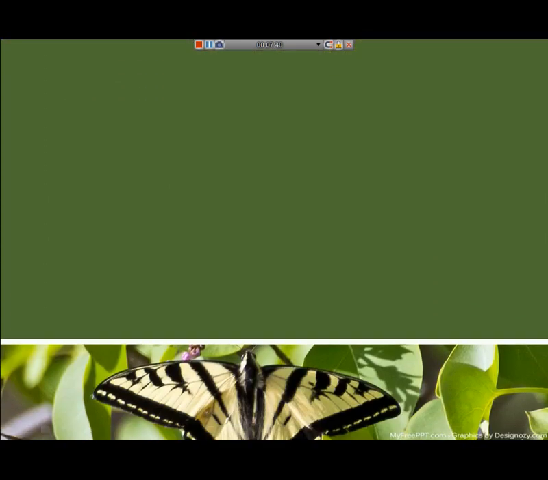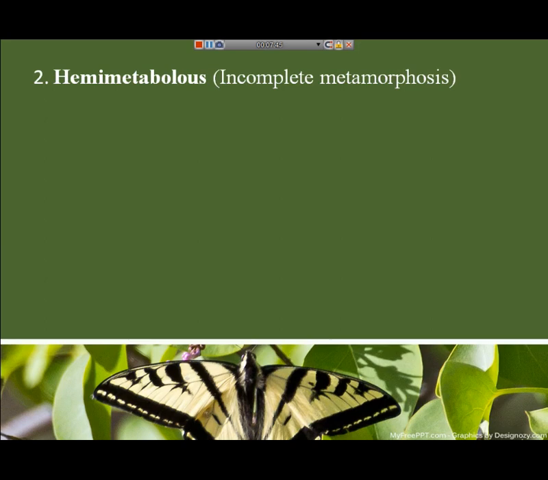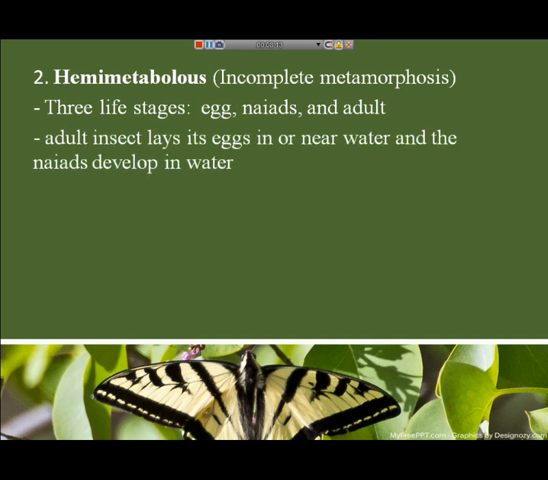Second type of metamorphosis is the hemimetabolous or incomplete metamorphosis. The insects which attain adult forms by gradual morphological change with successive molts are called hemimetabolous development or incomplete metamorphosis. This is where the insect has the life stages: eggs, naiads, and adult. Adult insects lay their eggs in or near water, and the naiads develop in water.